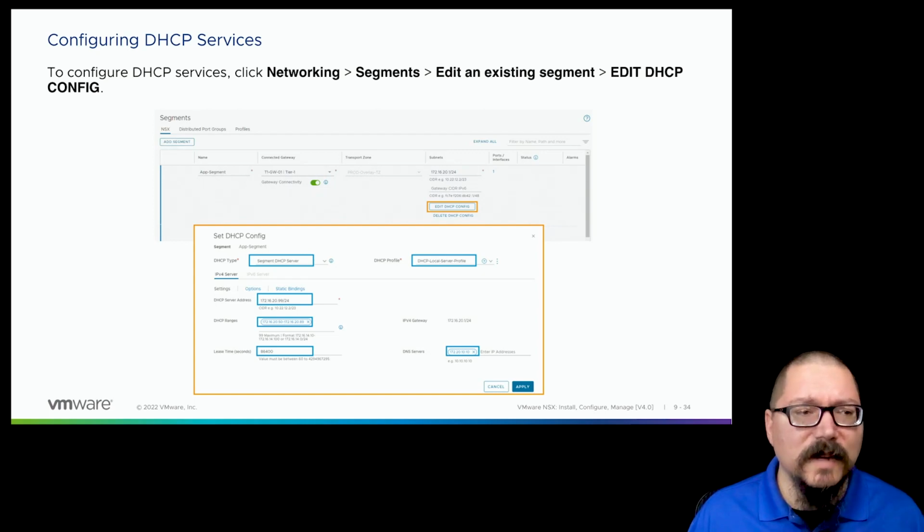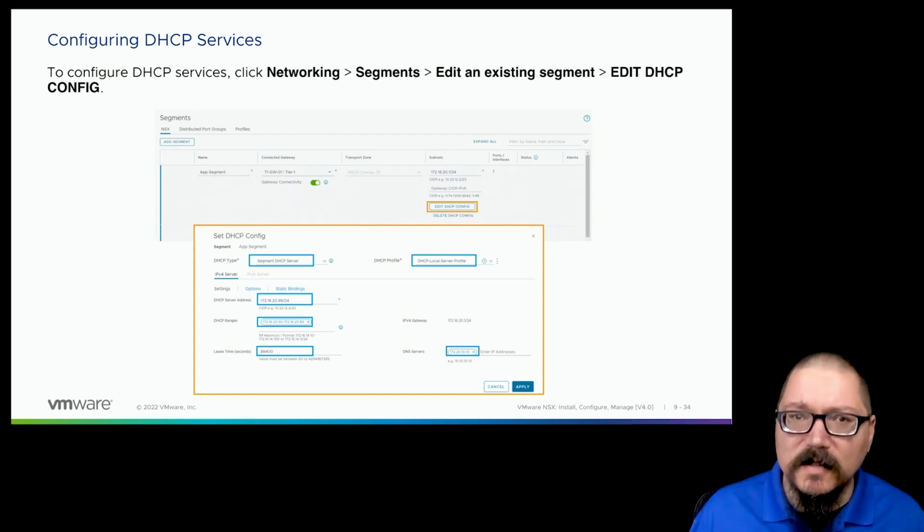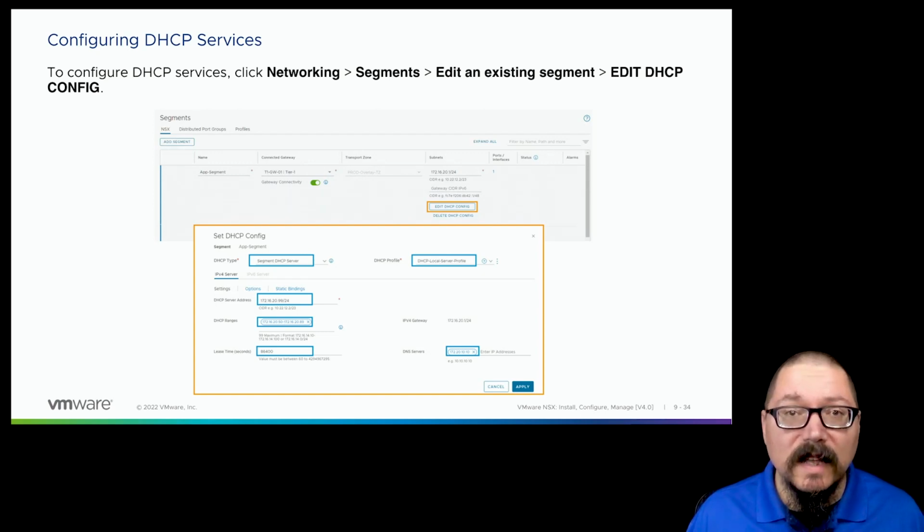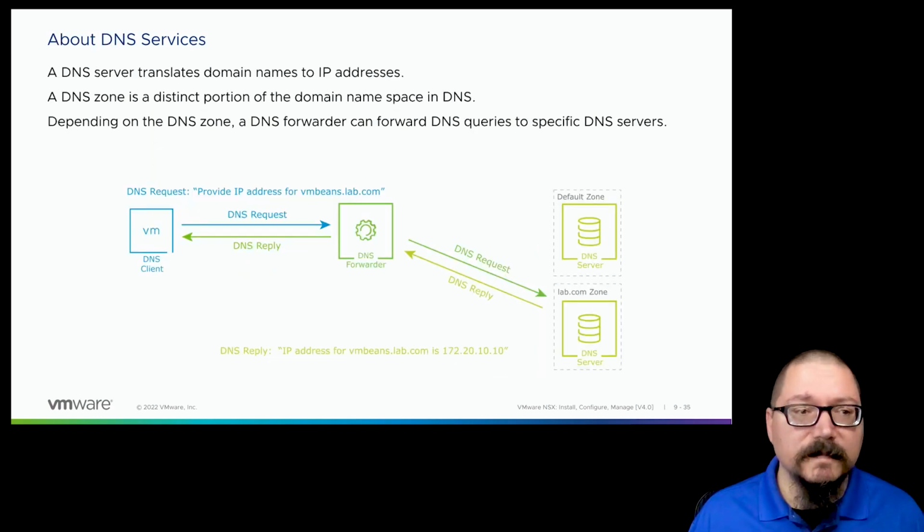I can go into the options and set all kinds of DHCP options. We've got a very full-featured DHCP server capability. So I can add additional DHCP options as is necessary for my requirements. Now, DNS, we don't have a full-on DNS server.